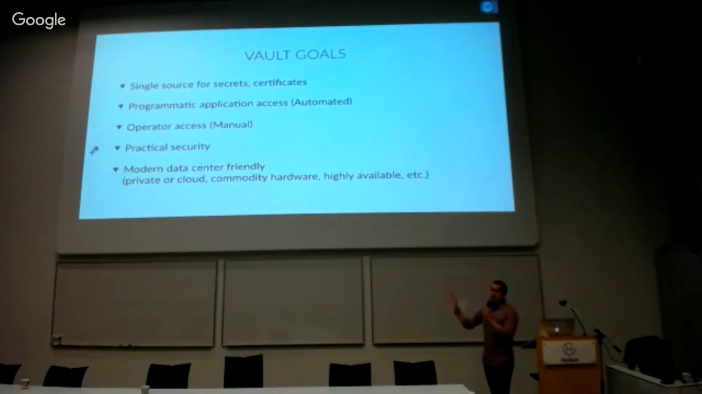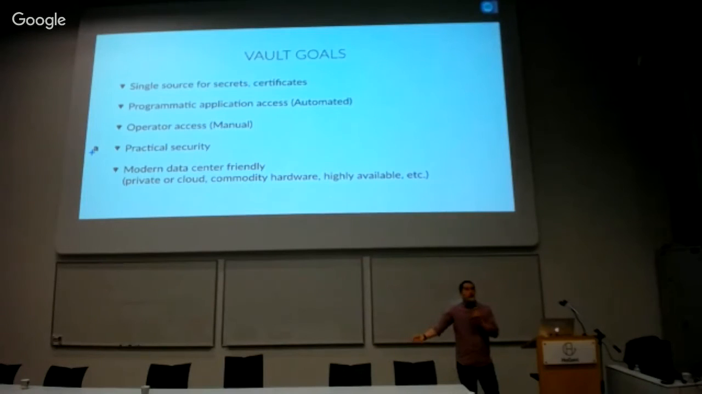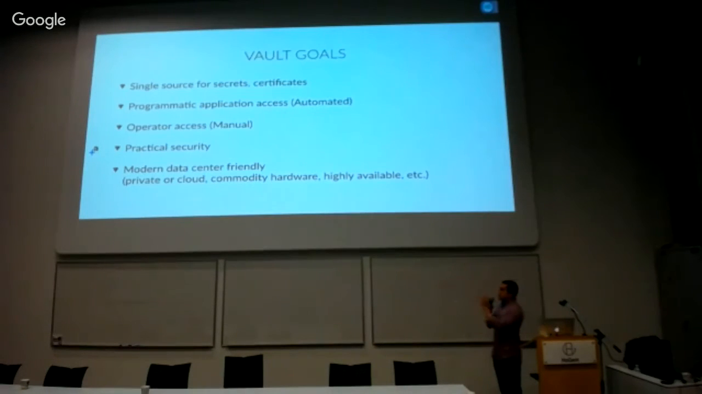And then modern data center friendly. So what this means is it can't be a necessary hardware device. It should be able to work with hardware devices, but it shouldn't require a hardware device. It should be able to be deployed on commodity hardware. It should be able to be deployed onto a cloud. But it should also be able to go onto a physical data center and things like that. It should be distributed because clouds and the unreliability of clouds sort of require that, and so on. So those were the design goals of Vault.